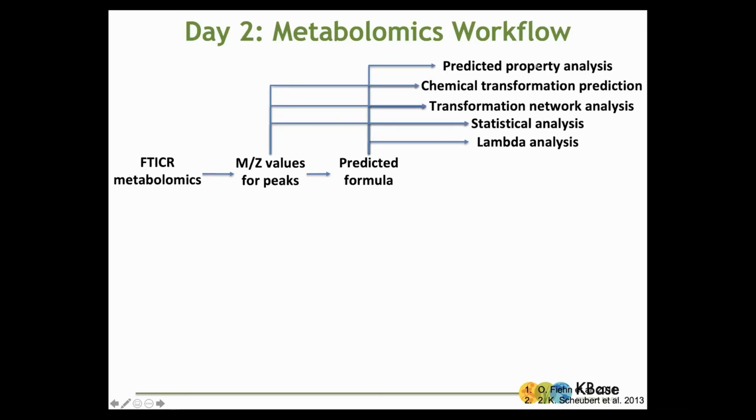So that's not really tying in the genomics data yet. It's focused on the metabolomics side, although some of the statistical analysis does let you correlate to that data. So predicted property analysis is predicting things like thermodynamics and other properties based on formula, aromaticity, things like that. Chemical transformation prediction, which can be done both from mass differences between peaks or formula. Transformation network analysis, so just making a network out of these predicted formulations, statistical analysis, correlating peaks with various things, and then the lambda analysis that he uncovered.